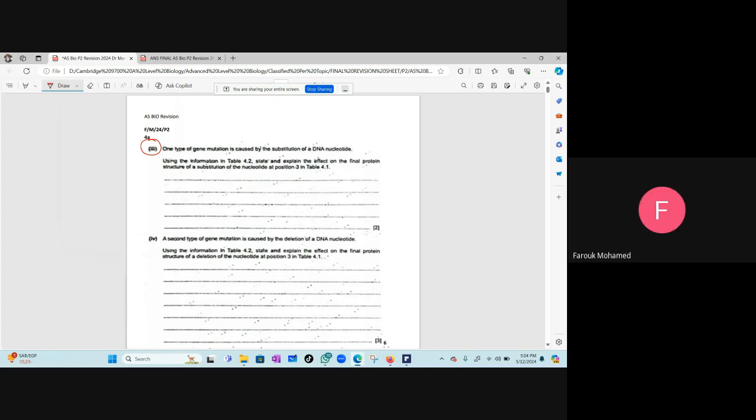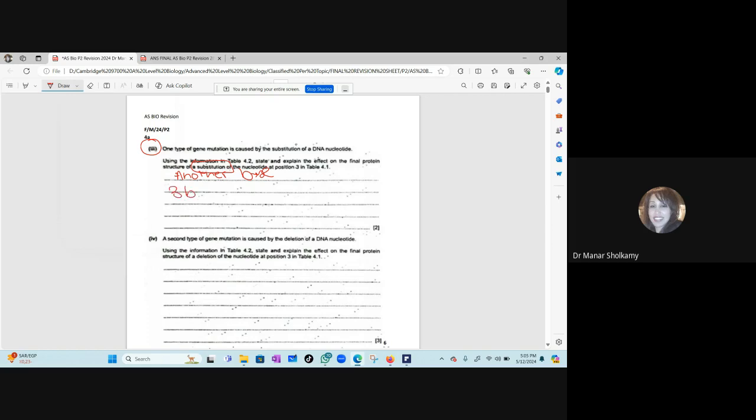A base is changed with another base. For example, T is changed with C. Very good. So in this substitution mutation, you have one base, it will be replaced by another base. Now, what are the effects of this substitution mutation? It only changes one amino acid or one base triplet. Okay, you are correct. One base triplet is changed.